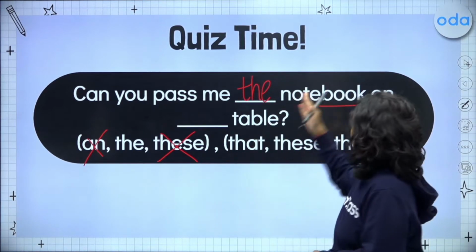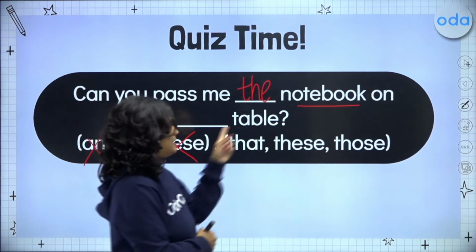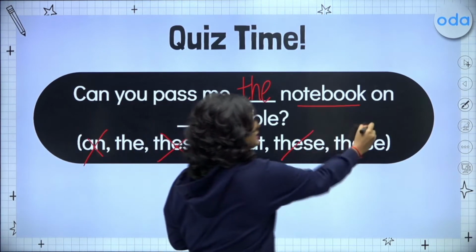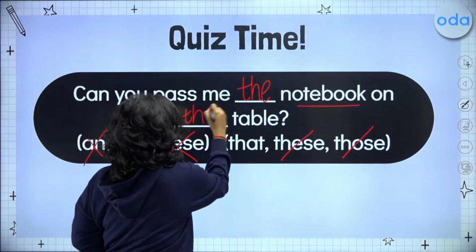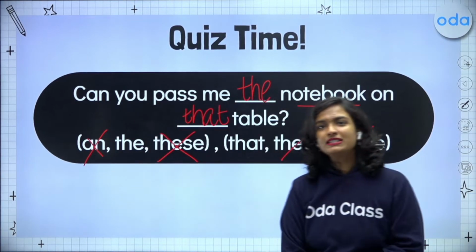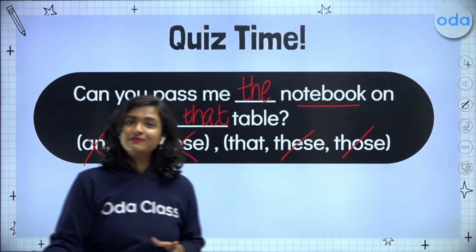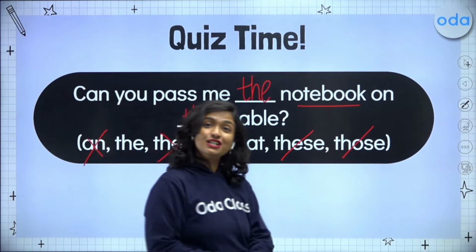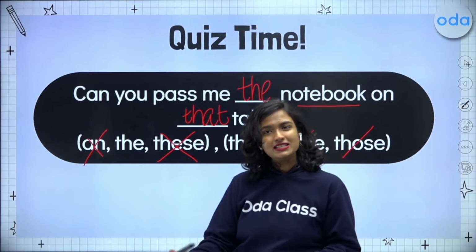Can you pass me the notebook on blank table? Once again, table is singular. So these and those are the wrong answer. So the correct answer will be, can you pass me the notebook on that table? Once again, students, notice, right? If you are asking someone to pass you something, it is probably not near you. That is why we use our demonstrative that here and not this.